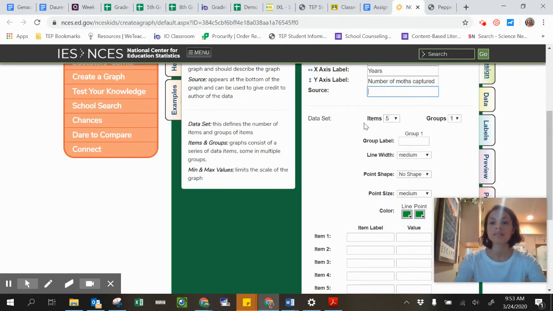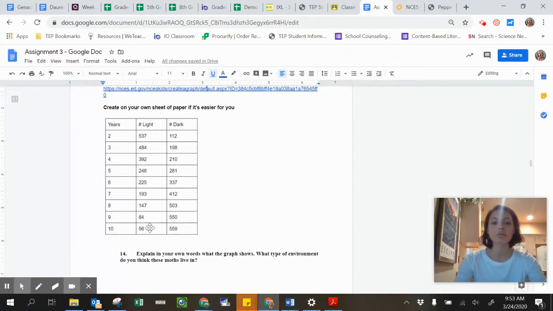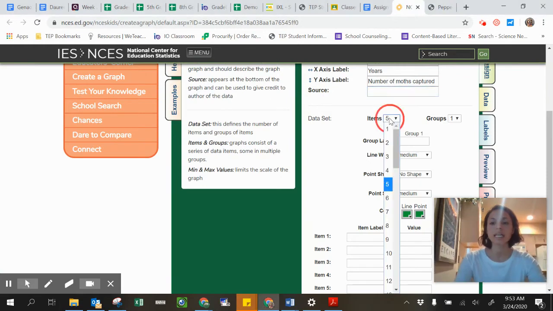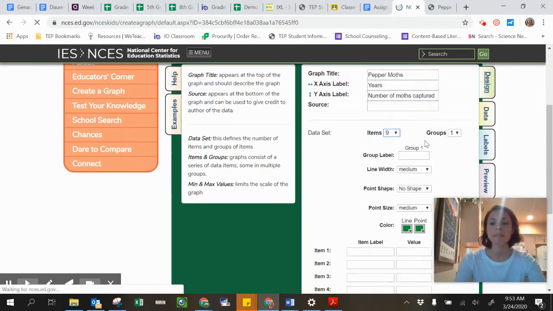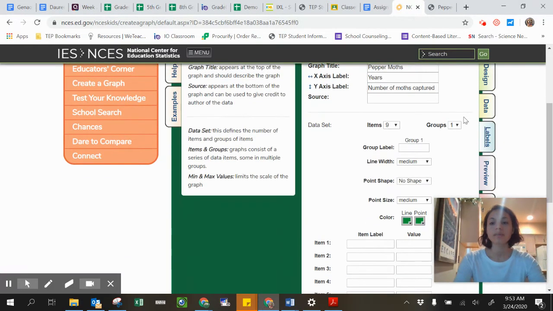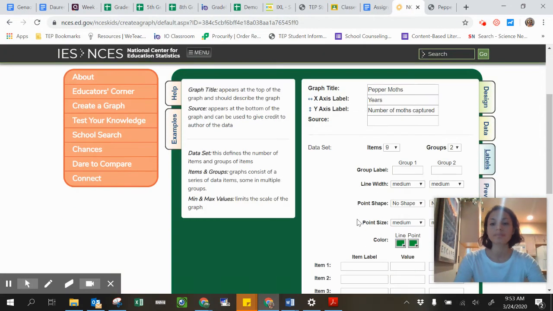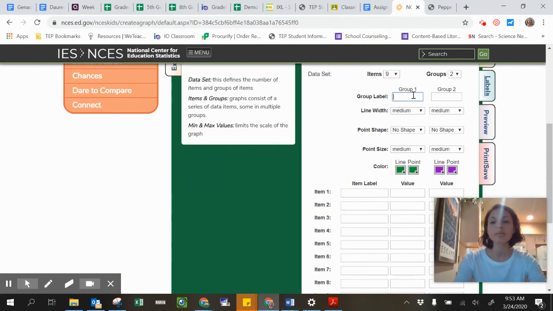The number of items in your data set, well, we have a total of 1, 2, 3, 4, 5, 6, 7, 8, 9 here. So here's 9. And then groups. We actually have two groups because we have two lines, right? We have the light and the dark, so that's two groups. Group 1 label, see we have light and dark, so we can have light, and then we can have dark.